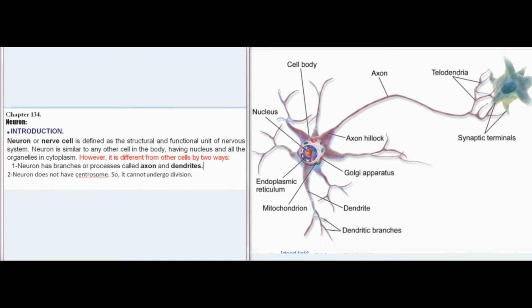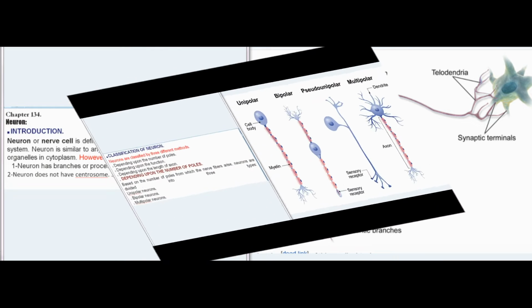A neuron is similar to any other cell in the body, having a nucleus and all the organelles in the cytoplasm. However, it is different from other cells in two ways. A neuron has branches or processes called axon and dendrites. A neuron does not have a centrosome, so it cannot undergo division.